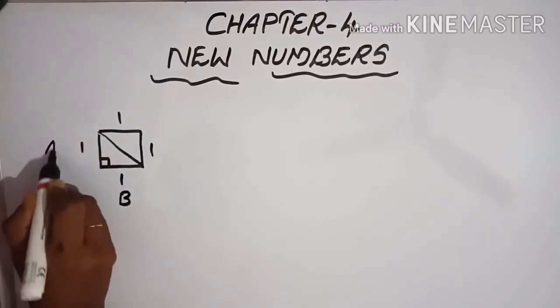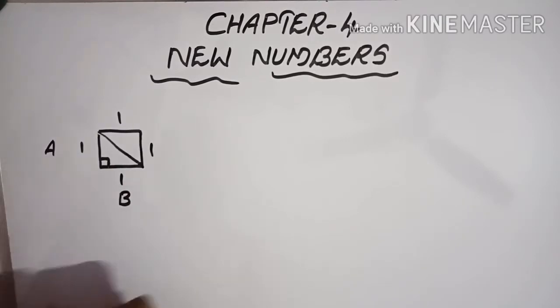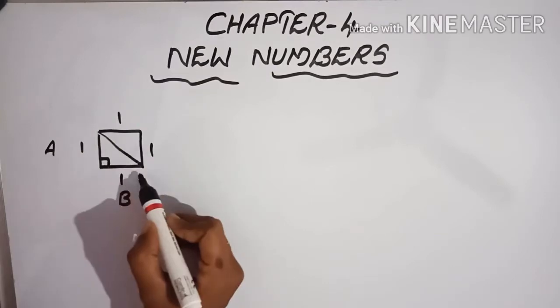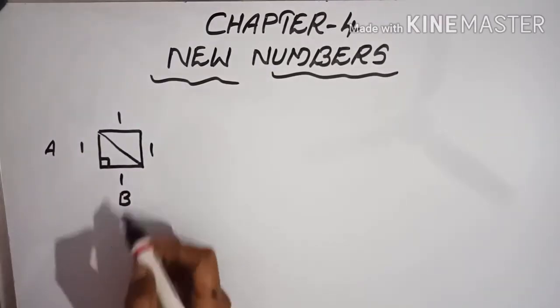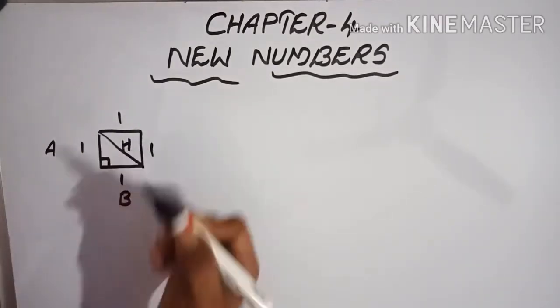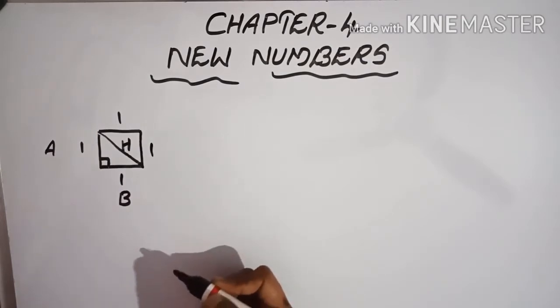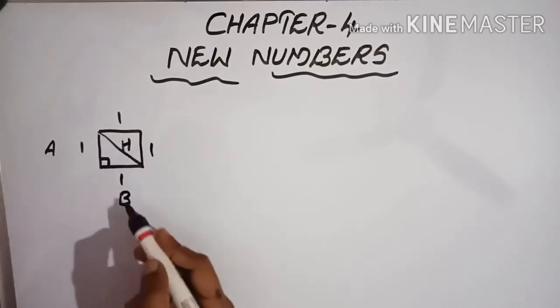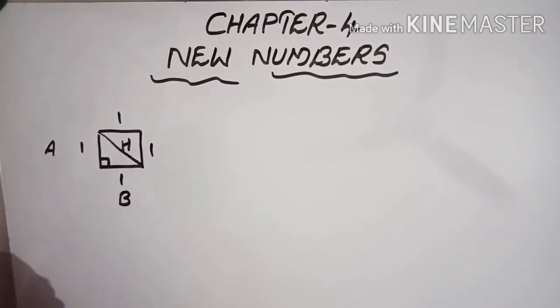This is altitude. You learned this in the 8th standard. This is base and this is altitude. Then what will be this side? This is hypotenuse, h. Now what is the relation between hypotenuse, altitude and base of a right triangle?